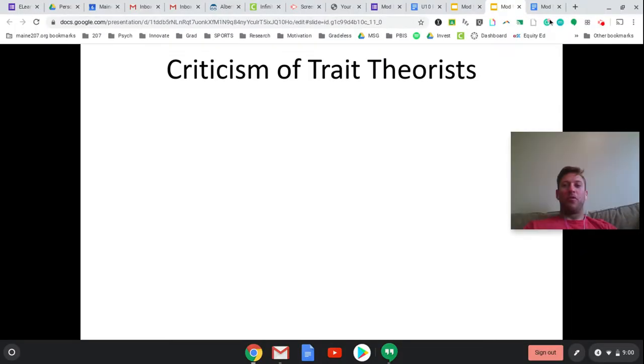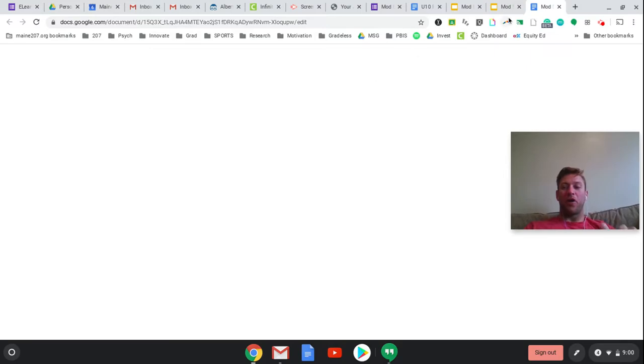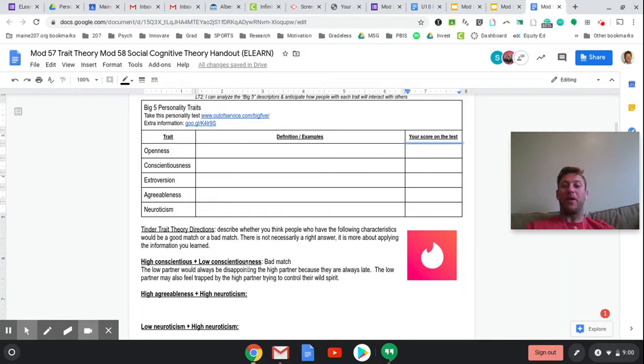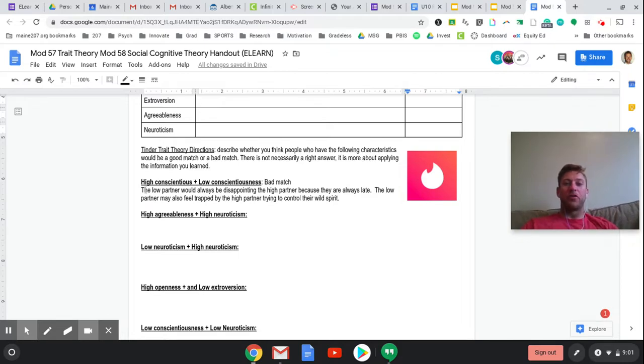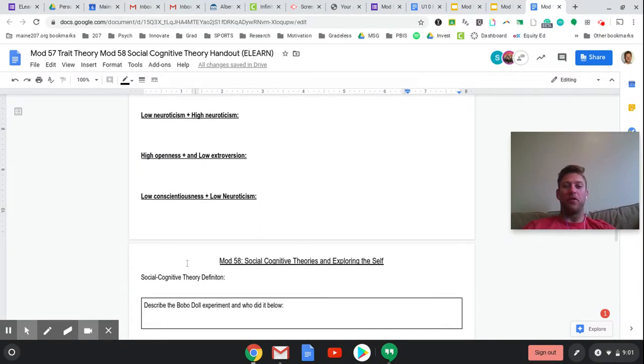All right, the big thing that you need to take away from this is what these five words mean for trait theory. To practice, you're going to do essentially a Tinder trait theory breakdown. You're trying to find if someone that's one thing and someone that's another thing are going to be a good match. So high conscientiousness and low conscientiousness. I said it's going to be a bad match because the low partner would always be disappointing the high partner because they are always late. The low partner may also feel trapped by the high partner controlling their wild spirit. So again, you can argue either side of this. There's no right answer, but you're just going to be applying each one of these. You have four practice ones that you are going to do.